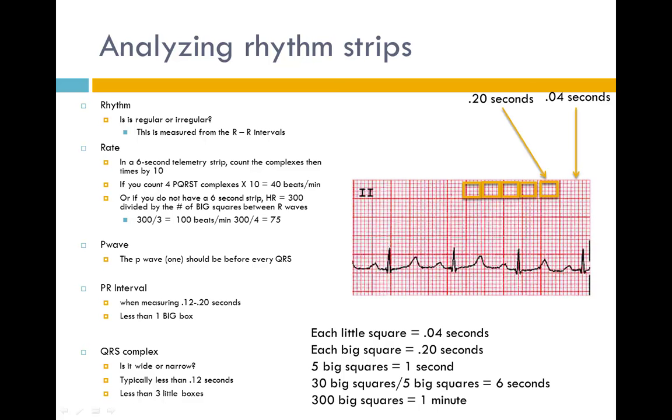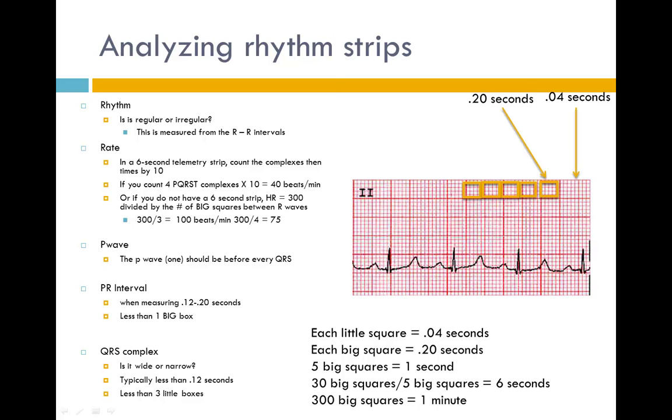Alright, the next step in this is we're going to look at the P wave. There should be one P wave for every QRS complex. If not, this could indicate arrhythmias secondary to the SA node not firing appropriately. In this strip, I do see a P wave, and I'm going to circle it with my mouse, for every QRS complex. So we do have a P wave.